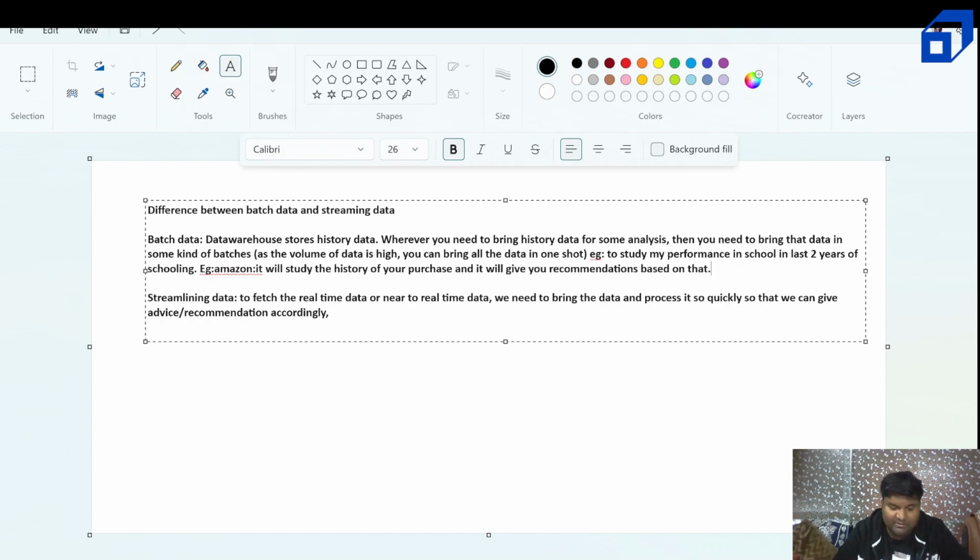This pipeline is called streaming data. The pipeline which fetches this live data is called a streaming pipeline. It is not streamlining, it is streaming. By mistake, I've written streamlining, it is streaming data. So batch data is used to bring history data. Streaming data is used to bring live data or near real-time data.